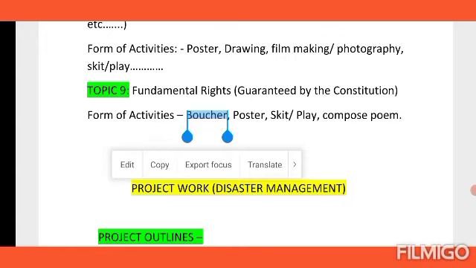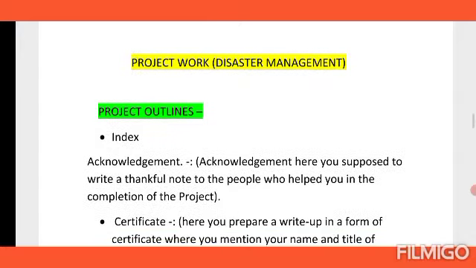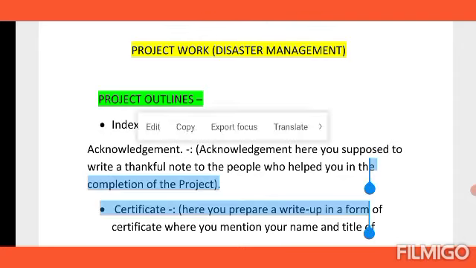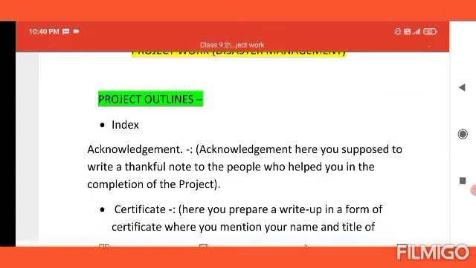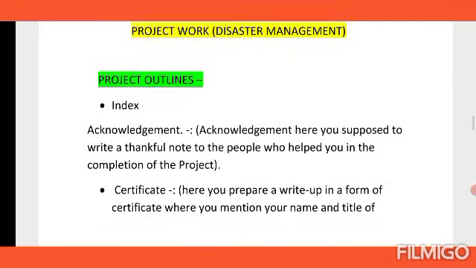So you have to do a lot of research work, and these are very interesting activities, and you have a lot of choices. You have got 9 topics, and under those 9 topics you have been given an option of various forms of activities. So with this we come to the end of the art integrated activities. The other thing for your internal assessment is the project work that you will make on disaster management. Here you will not have any choices. This is common for all, and everyone has to do this project work on disaster management.